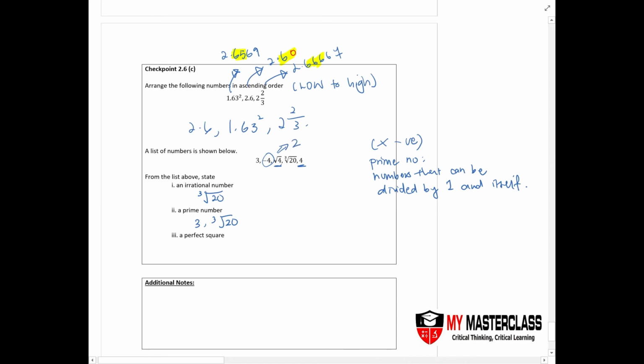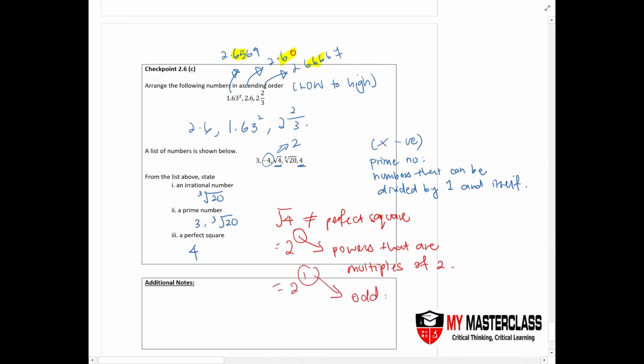So what's a perfect square over here? The answer would be 4. Now, question. Why is square root 4 not a perfect square? Because a perfect square basically means that these numbers must have powers that are multiples of 2. Write this in your additional notes. In this case, 2 has the power of 1 here, which means this is an odd number. It is not a multiple of 2, because multiples of 2 are like 2, 4, 6, 8. So therefore, square root 4 is not a perfect square. So your only answer here will be 4.